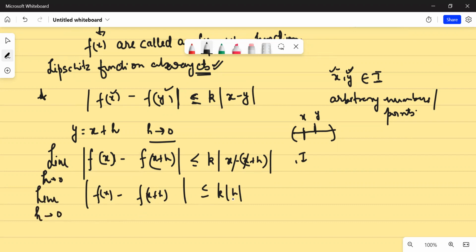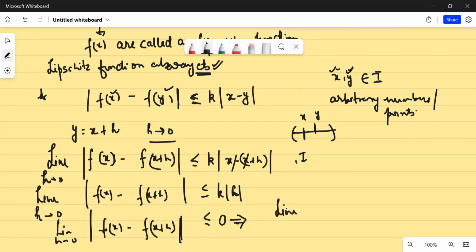Now h tends to 0, so mod h will also tend to 0. K into 0 is 0. As h tends to 0, your right hand side will be less than or equal to 0. And on the left hand side, limit h tends to 0 of mod of f(x) minus f(x plus h) is less than or equal to 0. Can a modulus quantity be less than 0? No. It implies that your modulus quantity will be equal to 0.